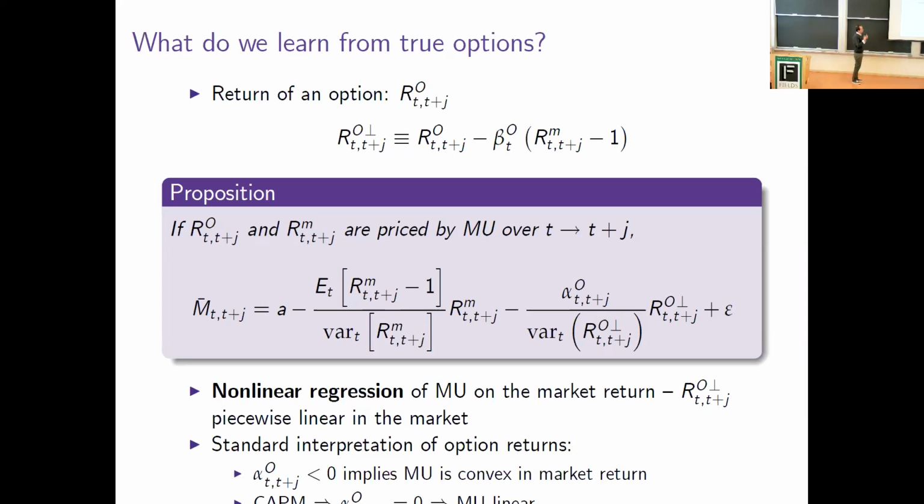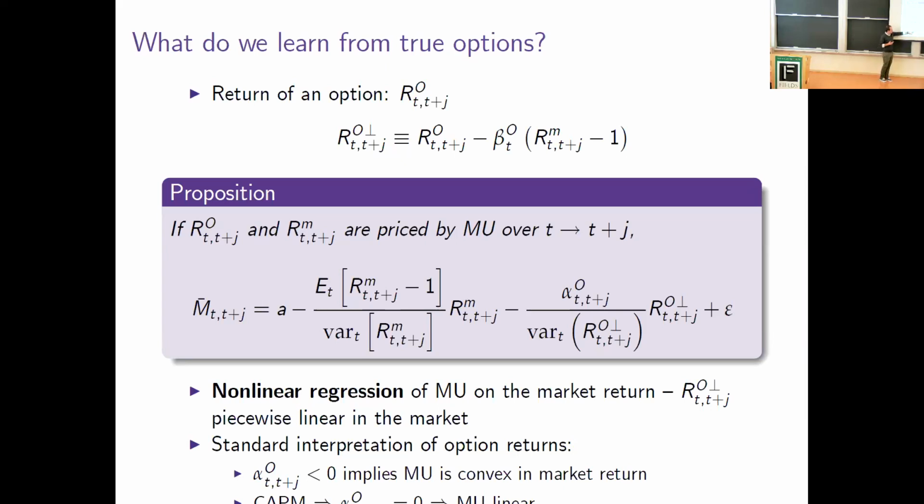Why do we do this? One reason is just pointing out something that's well known, which is that anytime you look at average returns or estimate a pricing model, you're really just projecting marginal utility onto the return space that you're looking at. But it also says, why do we interpret options in the way that I've been talking about?